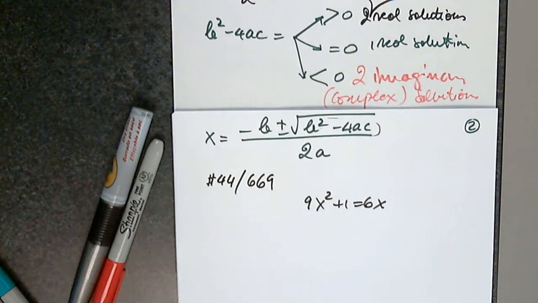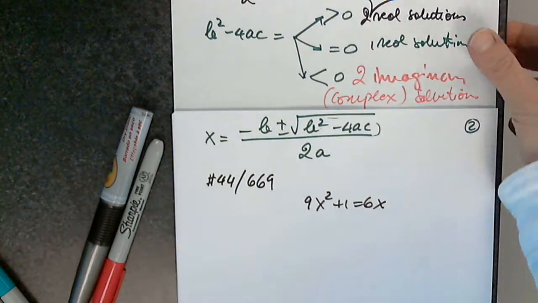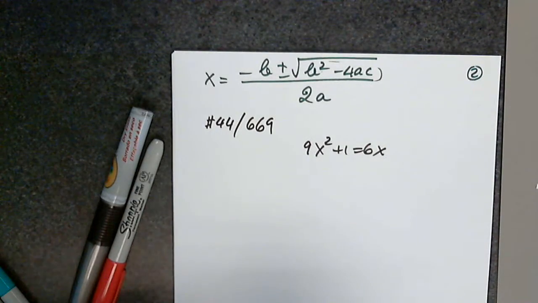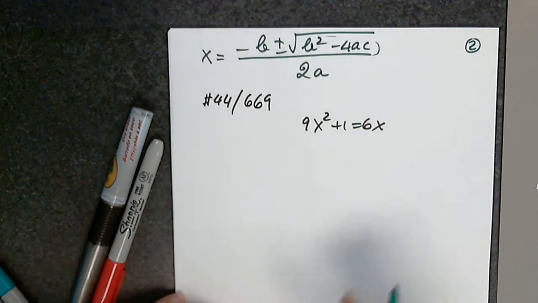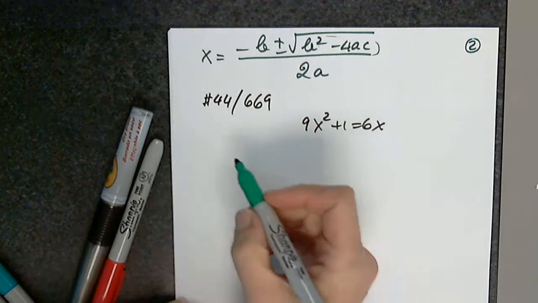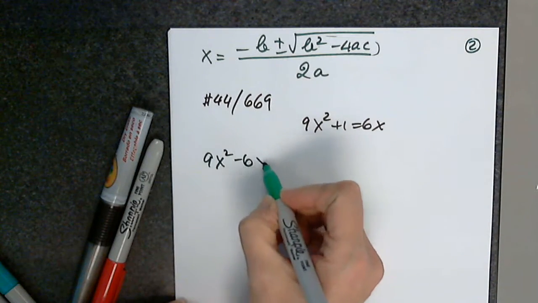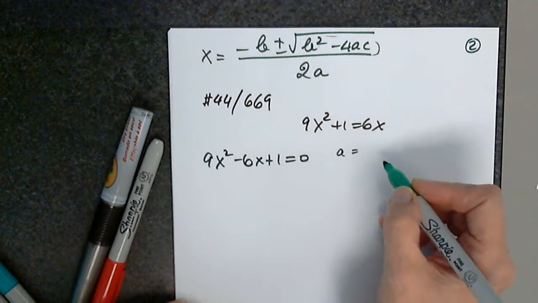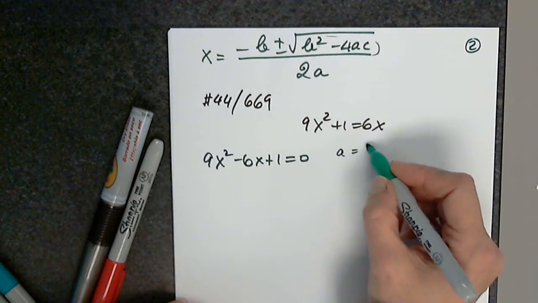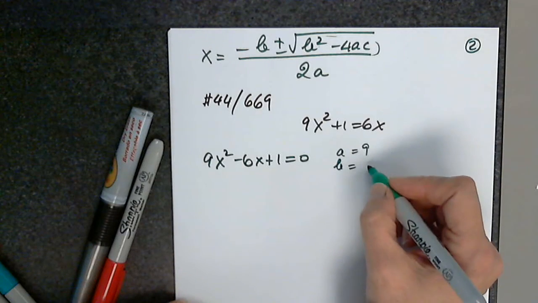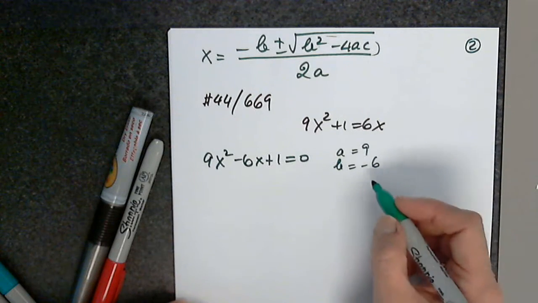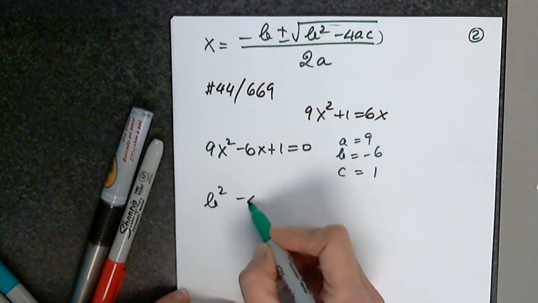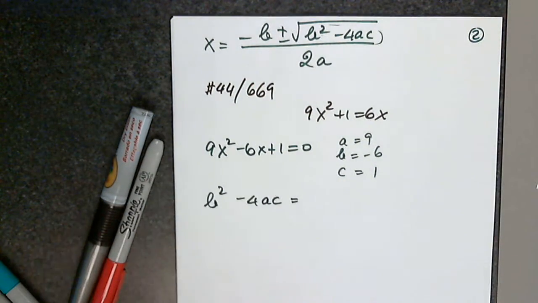What do I have to do first? Exactly, because I cannot identify correctly A, B, and C. That's the very first step, and I have to arrange it in descending order. Thank you. 9x squared minus 6x plus 1 equals 0. Now I know that A equals 9, B equals -6, perfect, and C equals 1. All I have to do is determine the discriminant first.